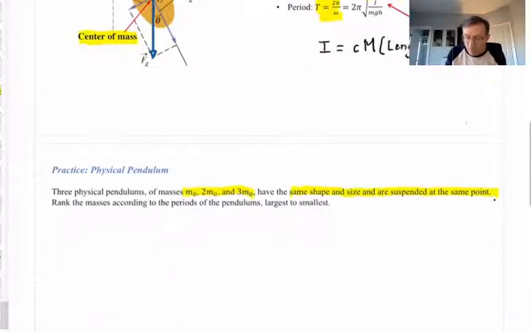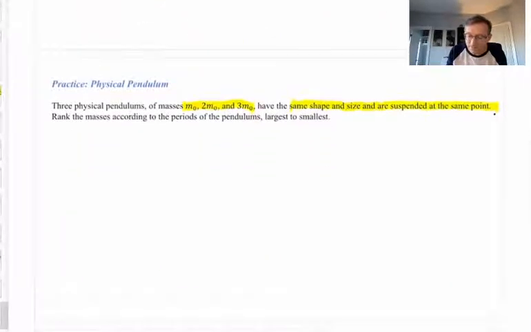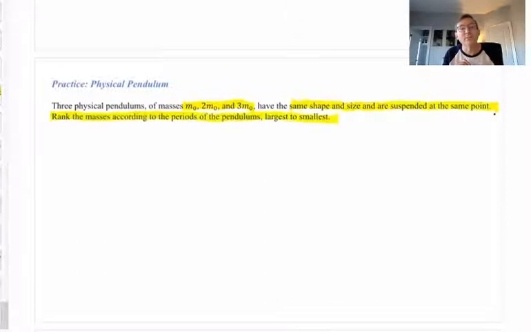Okay? We are to rank the masses according to the periods of the pendulums, largest to smallest. What would the ranking be? Pause the video, think about it, get an answer, and then come back.